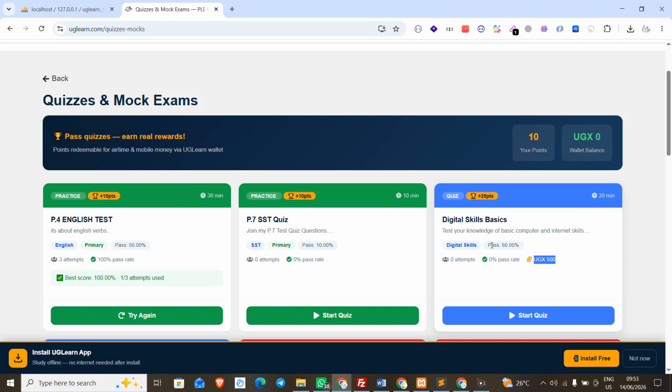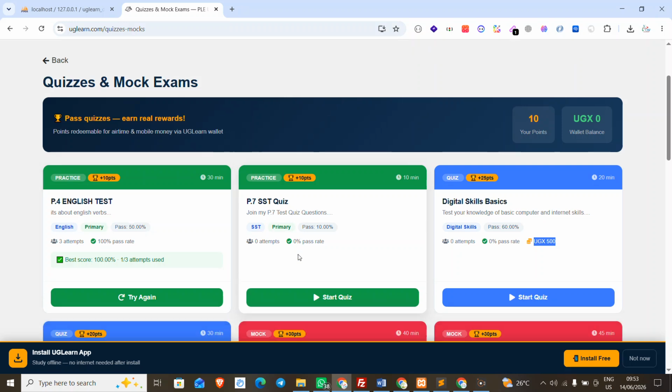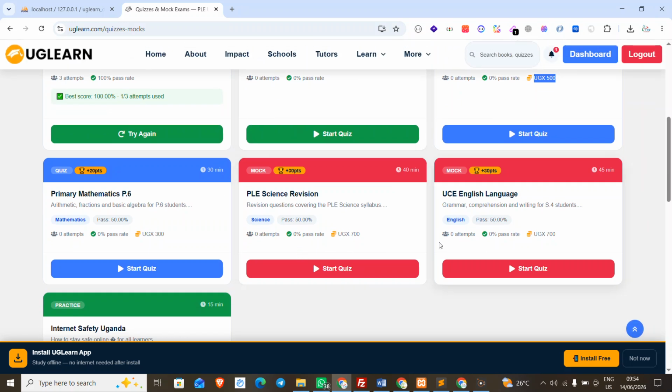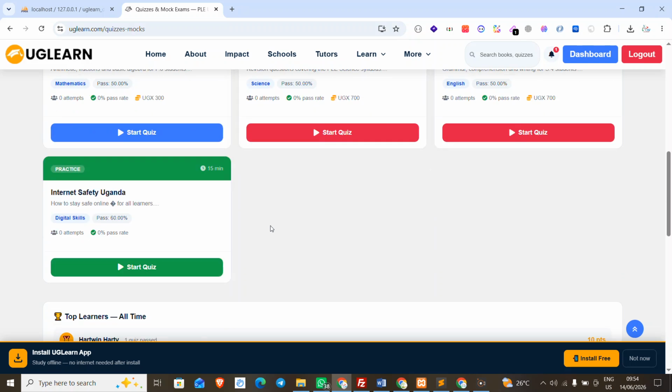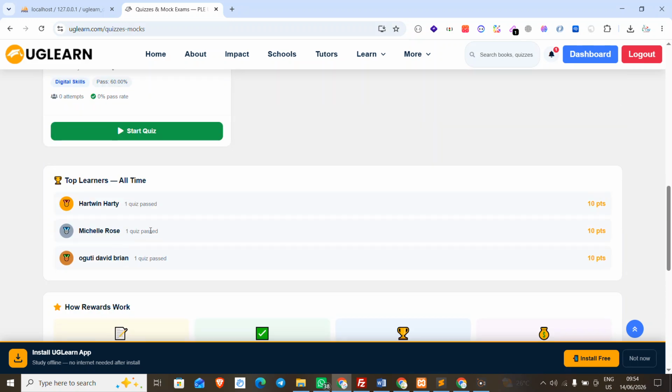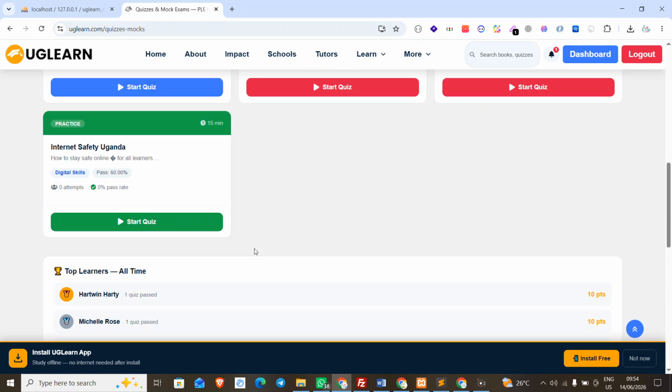Here there's the pass mark, 80%, or actually 60%. This shows the rate of how well people are passing them. Some of them are really quite hard quizzes. There's also an internet safety quiz, and more. It shows you the people who have been passing the quiz. I passed the quiz too, and I'm happy.